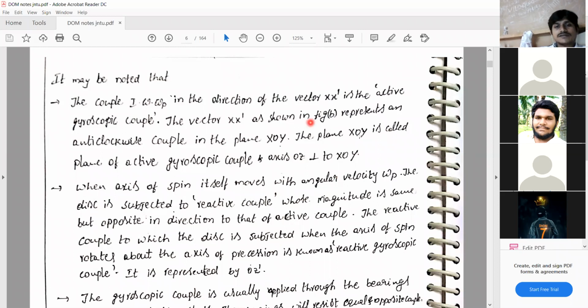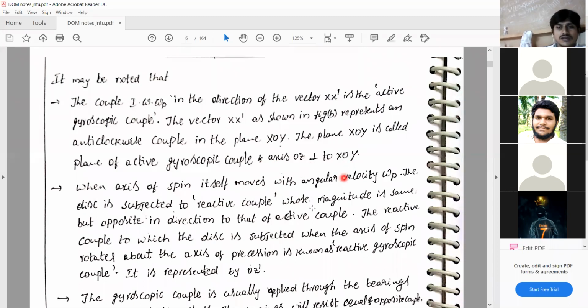Here it represents only the xx dash active gyroscopic couple. That is also represented in the precessional plane. So XOY is called the plane of active gyroscopic couple, and the axis OZ is always perpendicular to XOY. Why? Because it is an axis. Axis OZ is always perpendicular to the XOY plane. So the plane of active gyroscopic couple is XOY and its axis OZ is perpendicular.